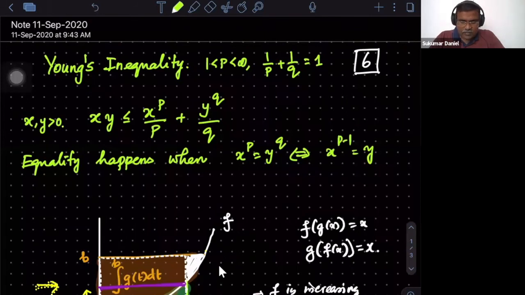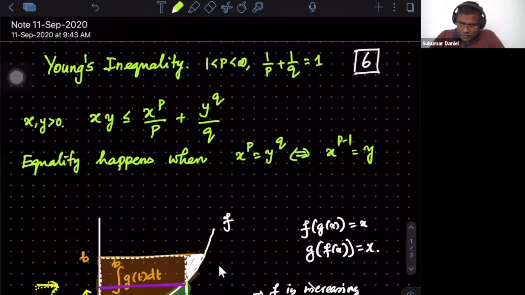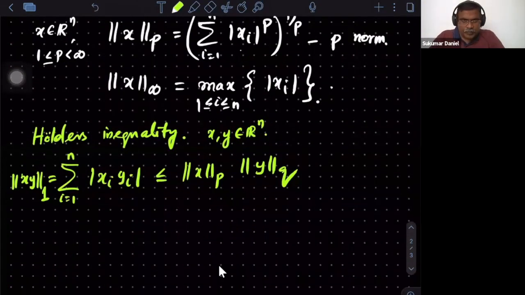Then I get xi yi, which is less than or equal to xi power p by p plus yi power q by q. And then I will take the summation. That will be the first impulse. But if I do that, can you see that it becomes the summation of xi power p by p plus the summation of yi power q by q. So there is no way that I can combine and make things easy. Look at Hölder's inequality: there is no 1 by p or q term appearing here unless in the norm, in this kind of definition.